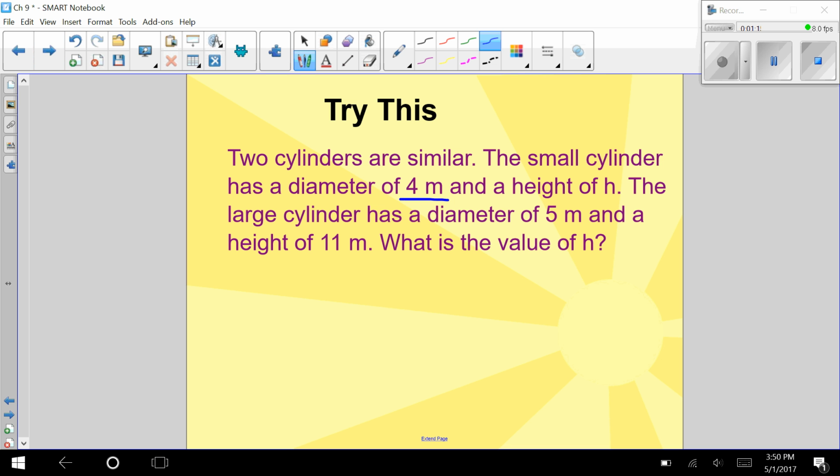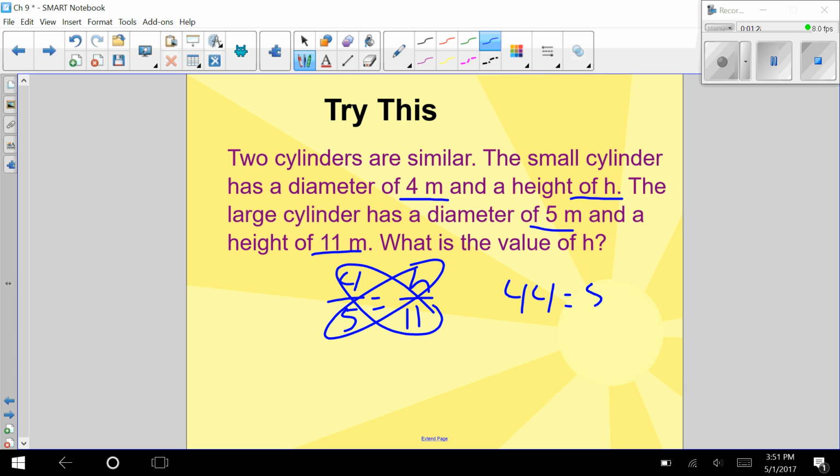All right, we know that 4 goes with 5, so we can set up that fraction equals h with 11. We cross multiply and divide. We get 44 equals 5h. Divide by 5, and h equals 8.8 meters.